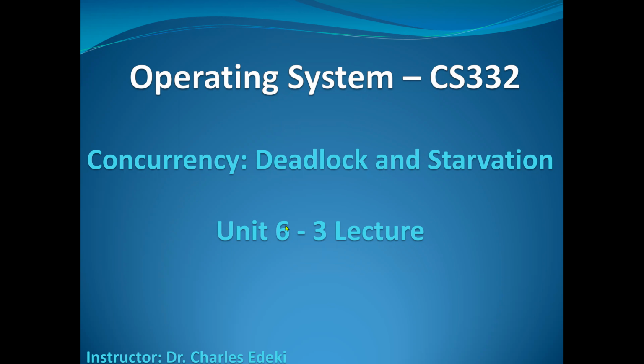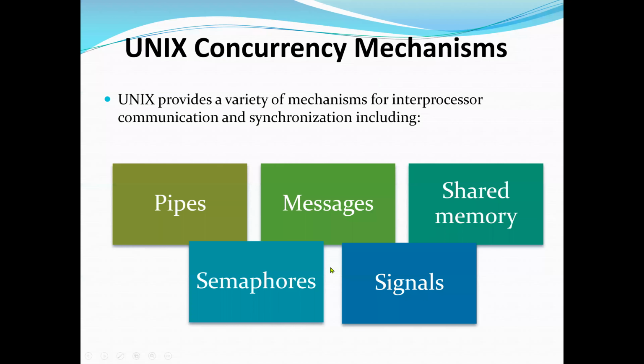In our previous sections 6-1 and 6-2, we discussed the concept of deadlock, how to prevent it, and also how to avoid it. Also, we discussed starvation. In these lectures, we're going to discuss different operating system mechanisms for solving those problems, deadlock and starvation.